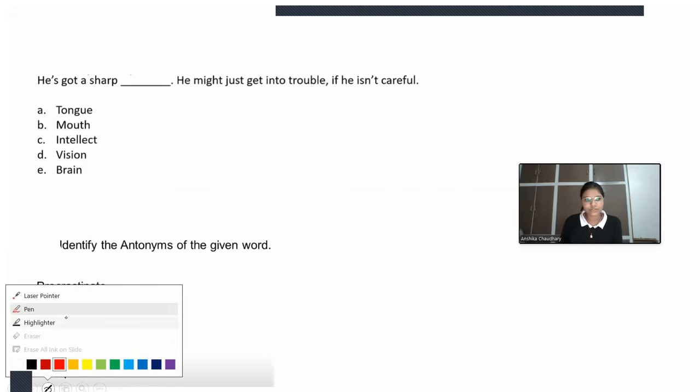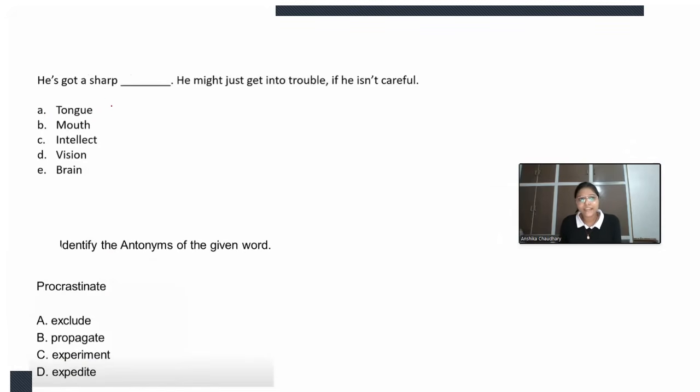Let's move on to the next question. He has got a sharp, then Philip, he might just get into trouble if he is not careful. All right. So we usually know, and with our siblings, we usually say that तुम्हारी जुबान बहुत चलती है, right? Usually in Hindi we say, तुम्हारी जुबान बहुत चलती है, तुम्हारी जुबान बहुत लंबी है. According to the blanks, mouth is not making any sense. Like, he's got a sharp mouth.